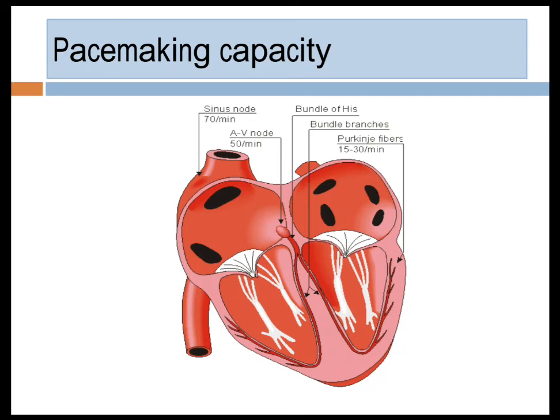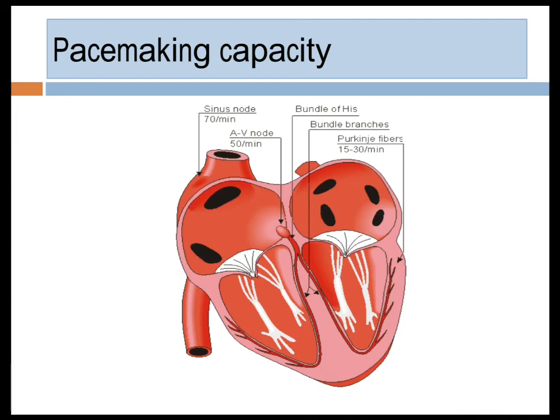Now, God has given us the power of some artificial kind of thing also. How? Suppose the SA node is not making its beat at 70 per minute, so I am taking it out. Suppose this is an experimental view, not a practical view. Now, what will happen? The heart will still make some beats. It will not stop beating.